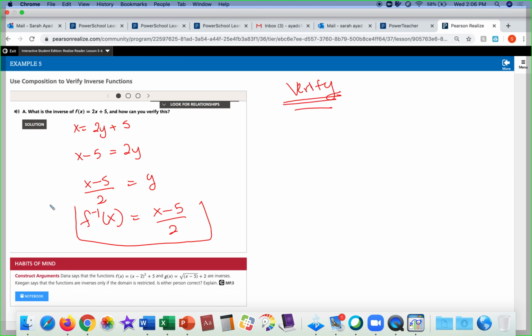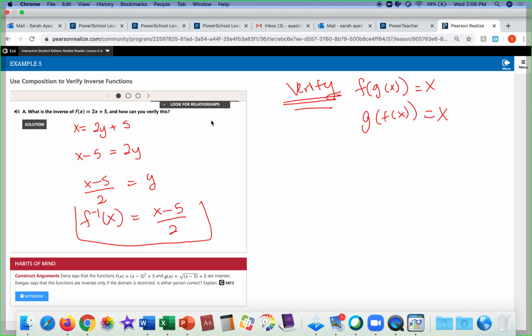To verify, you want to do two things. We want to show that we're going to use compositions, what we learned in the last section, that f of g of x equals x and g of f of x also equals x. Why would I be left with x? Well, if they're indeed inverses, when we compose the two together, we'll see our inverse operations taking place, canceling out many of our terms, leaving us with just x, okay?